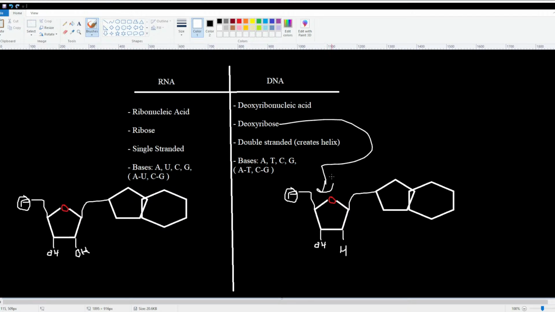This one is also ribose, but the only difference between this and regular ribose is that it's missing an oxygen here. So because it doesn't have that, it's known as deoxyribose. So because it's deoxyribose, it's known as deoxyribonucleic acid. That's the only difference. And because of this difference in the sugar, RNA is single-stranded, DNA is double-stranded, and then the base pairs also change. These are the differences between DNA and RNA.